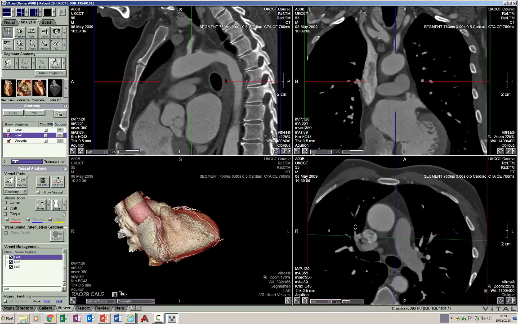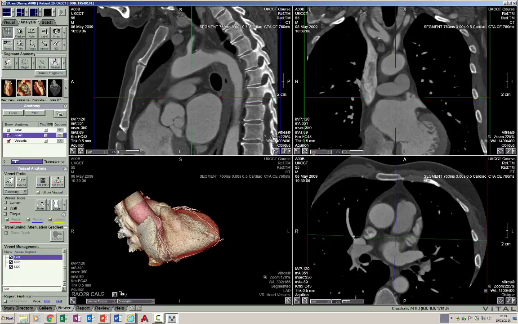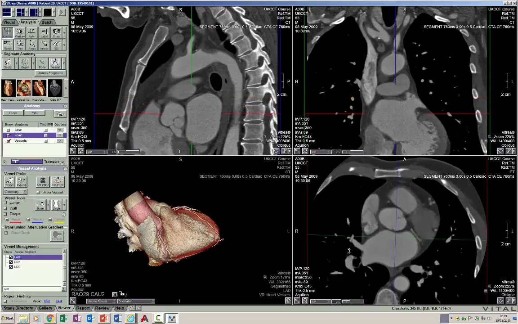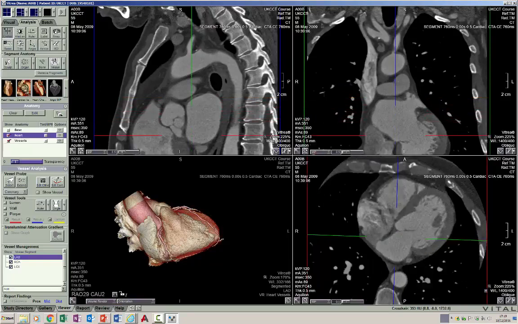And also I've gone through the segmentation, anatomy, and nomenclature of the left ventricular myocardium. We will now proceed to the anatomy of the coronary arteries in the next section.